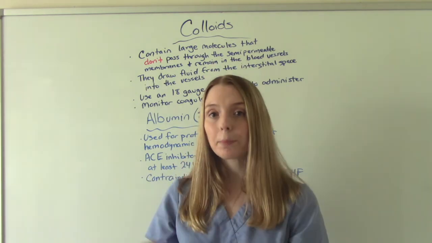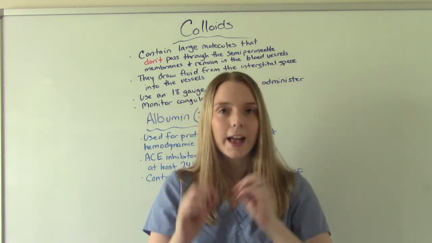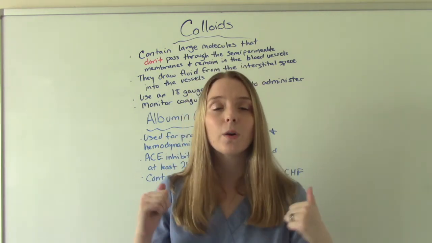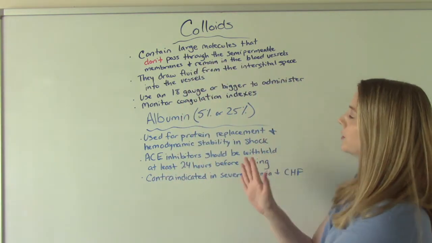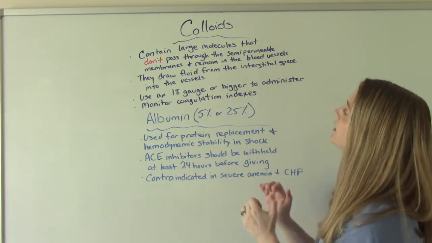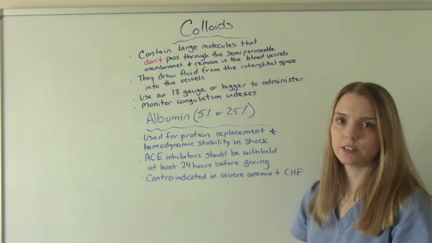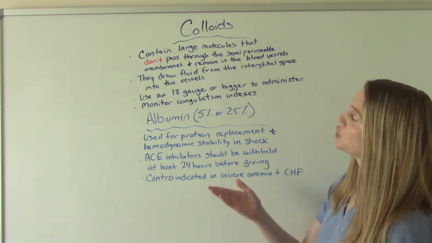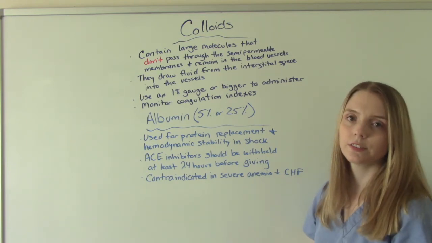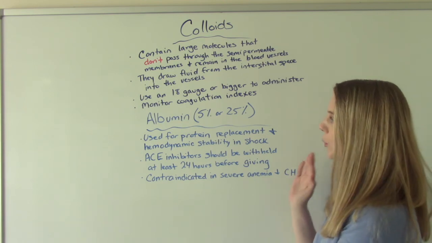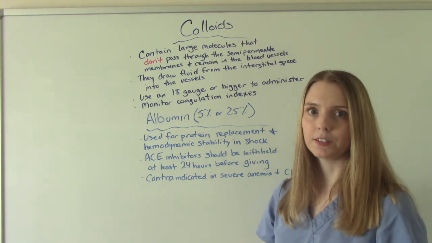If you remember from the beginning of the video, crystalloids are those small molecules and they pass through the membrane. Colloids are large and they don't. So they are large molecules that do not pass through the semi-permeable membranes and remain in the blood vessels. What they do is draw fluid from the interstitial space into the vessels. And because they are bigger, we need to use big needles, so an 18 gauge or larger when administering these.